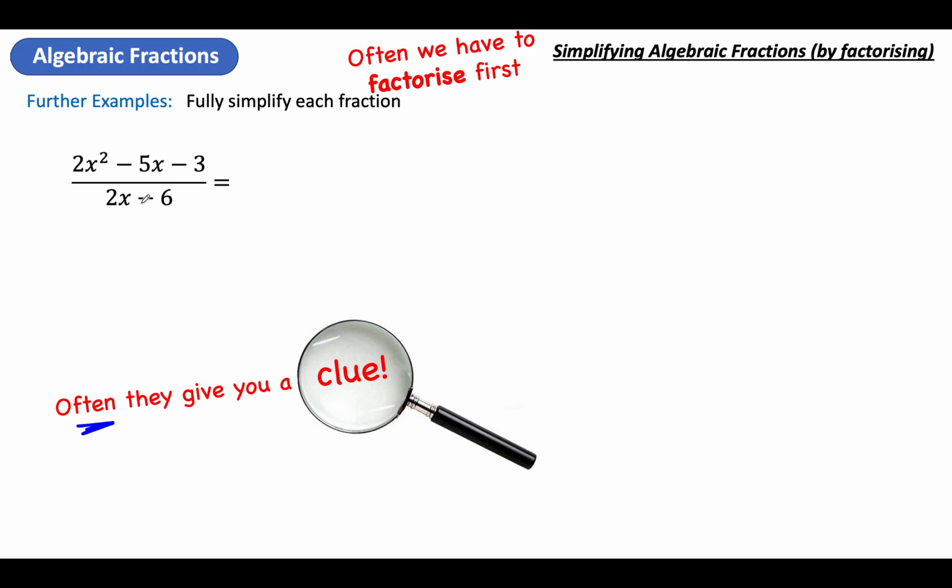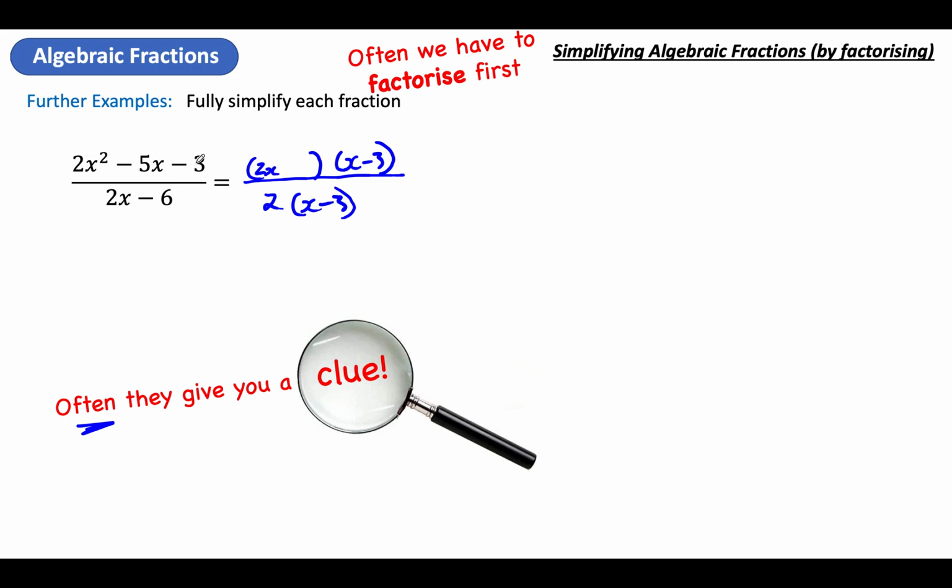I've got 2x minus 6. Now, the bottom of this factorises to be 2x minus 3. So, if we're going to simplify this at all with the top one, it's quite likely that the top is going to have an x minus 3 in it. Okay? That's a bit of a clue to the factorising, because look, I need to make 2x squared, which means the other bracket must have 2x in it.